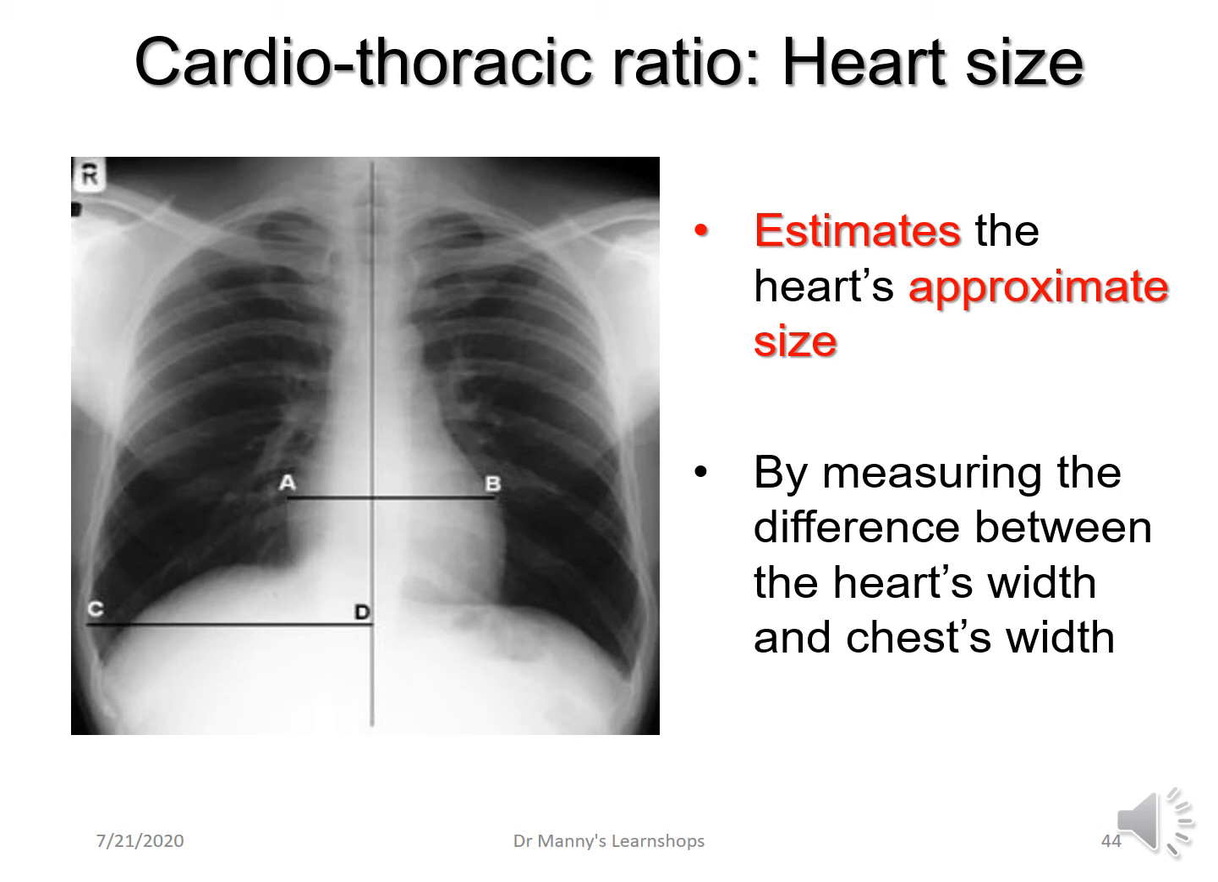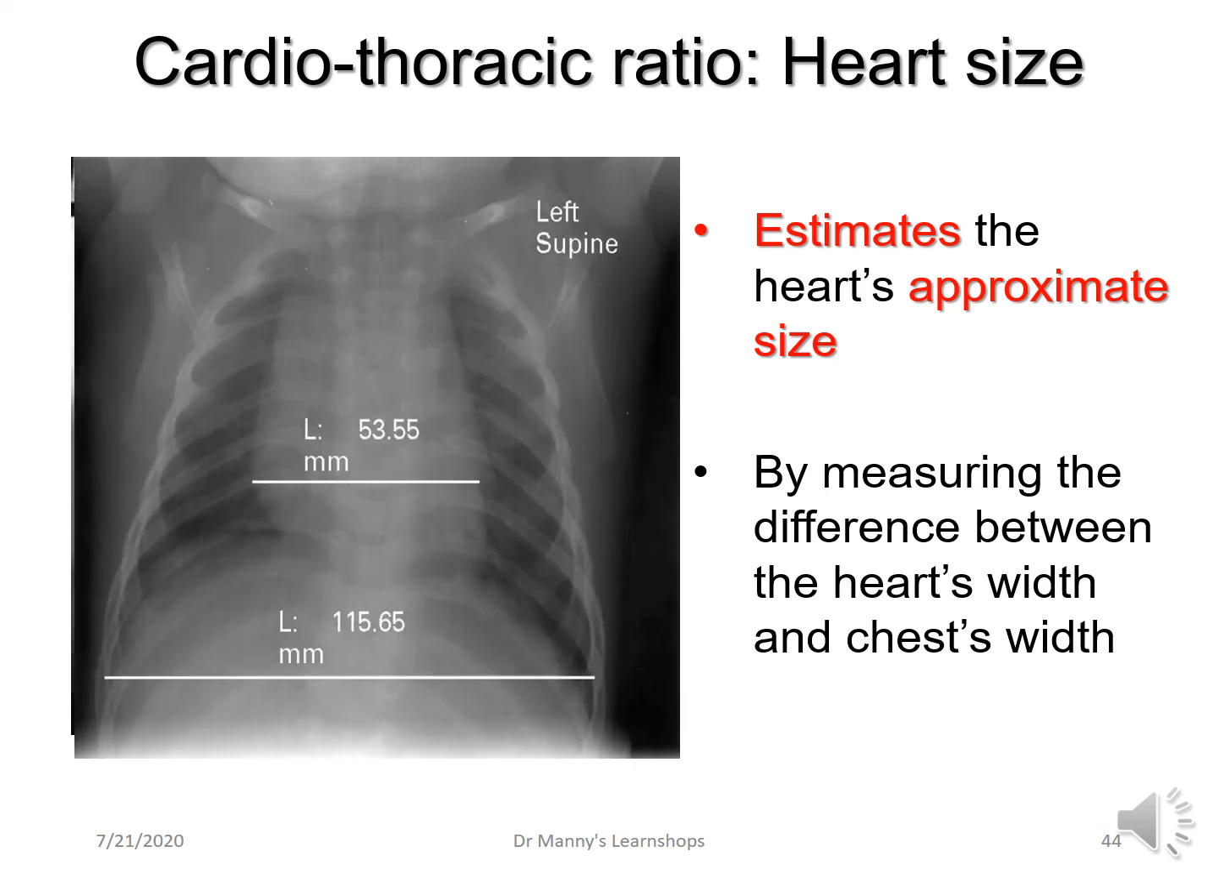Using a chest X-ray, we can also estimate the heart's approximate size by using a ratio called the cardiothoracic ratio. This is determined by measuring the heart's width relative to the chest's width. And you can measure it. This can be done in adults, in children, and in infants.